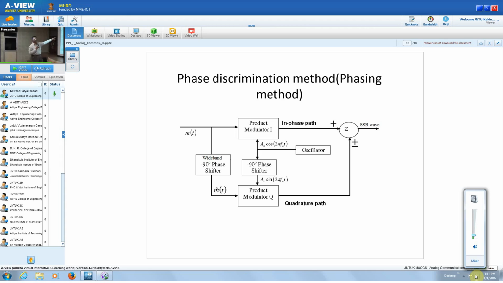Whereas getting Hilbert transform or 90 degrees phase shift for all the frequency components is not so simple, but let us say that we have that phase shifter, then we are having m hat of t. So we are having two product modulators. So we are having a direct in-phase signal, and another one is the 90 degrees phase shifted signal, with the two product modulators that we are going to have.